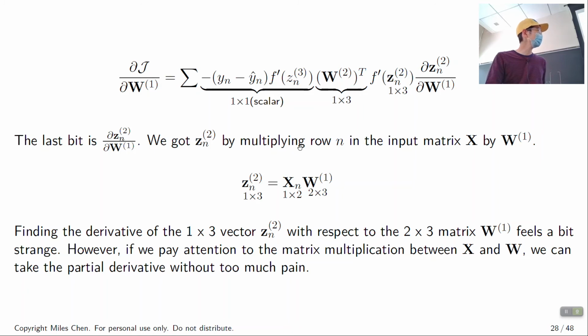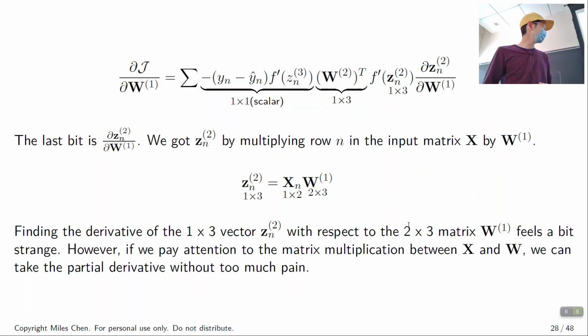If you think about what operations are happening here, Z2n is a 1 by 3 row vector. The nth row in X is a 1 by 2 row vector, and W1 is a 2 by 3 matrix. So we're multiplying a 1 by 2 by a 2 by 3, and we're getting a 1 by 3. And we're asking, what is the derivative of this 1 by 3 vector with respect to a 2 by 3 matrix?